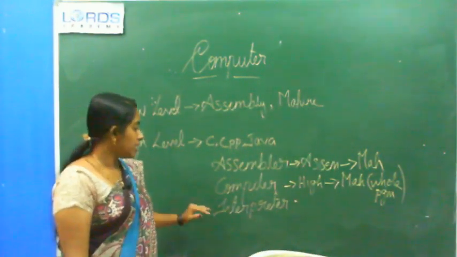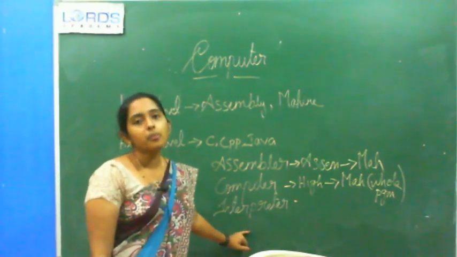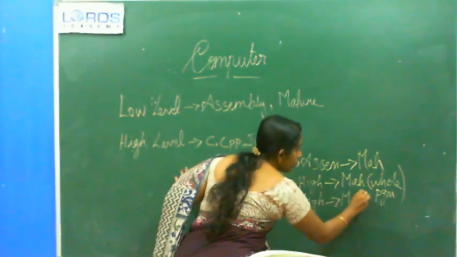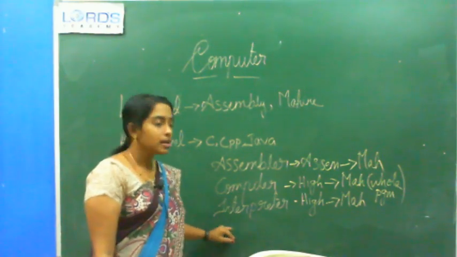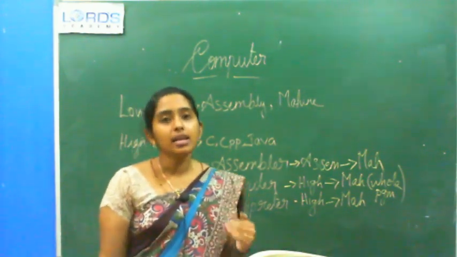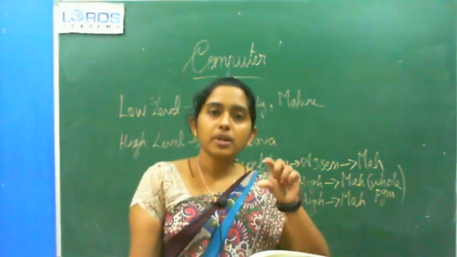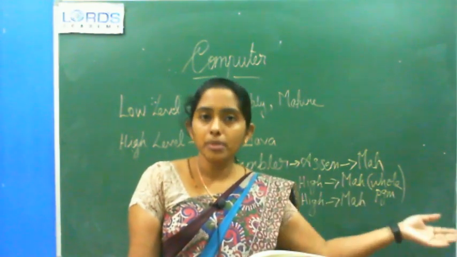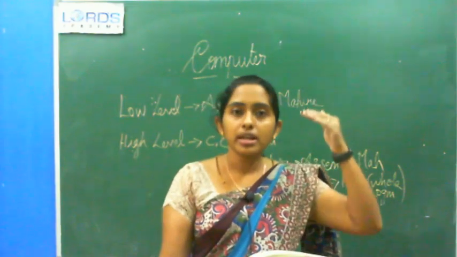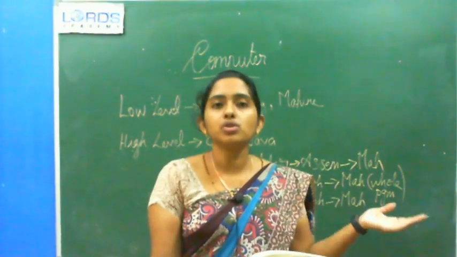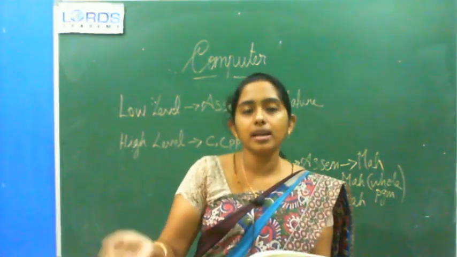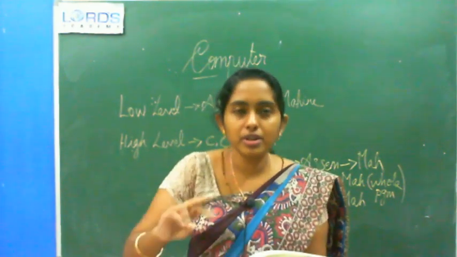And the last translator is interpreter. Interpreter can also be used to convert high level languages into machine language. But one difference from the compiler is that the interpreter translates the program line by line. If you write one single line, that line will be converted into machine language. And if you write a second line, that line is converted into machine language. But in a compiler, after writing the whole program together, it converts the whole program into machine language. In an interpreter, each and every line is converted at that time itself. That is the difference between compiler and interpreter.